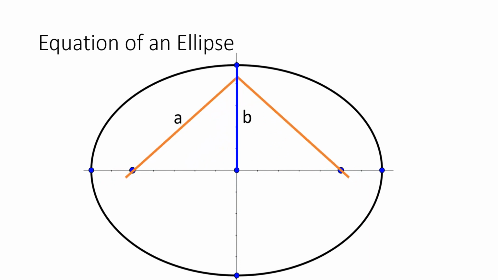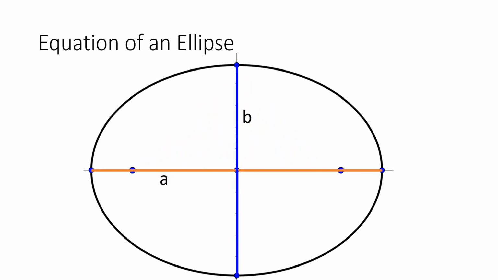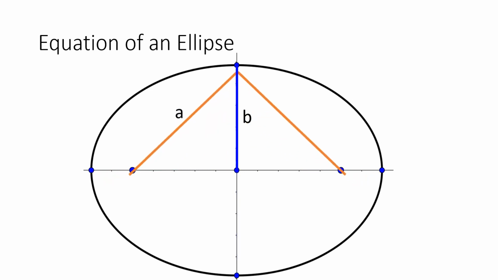Now, as we can see here, from the focus going to the end point of the minor axis is still A. So, as we can see here, this half of the major axis is the same as the segment from the focus going to the end point of our minor axis.